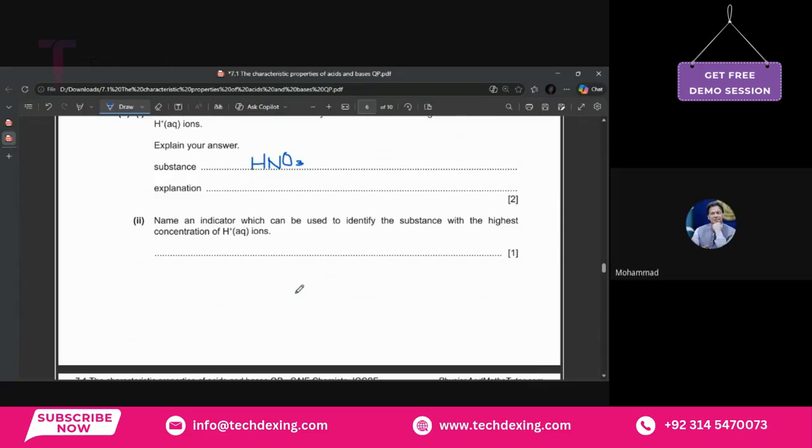So it gives you the exact pH. It will help you identify which substance has the least pH, telling you which of them has the highest concentration of H plus ions. The other indicators only tell you if a substance is an acid or a base. But universal indicator has a huge range of colors, so it keeps changing color as the pH changes. So it helps you identify the pH of a substance, which helps you find which substance has the highest concentration of H plus ions. So it is a universal indicator.